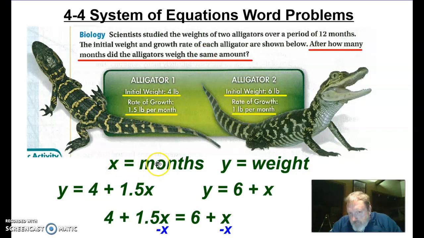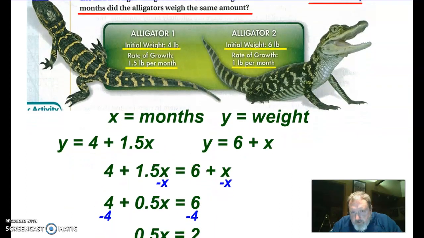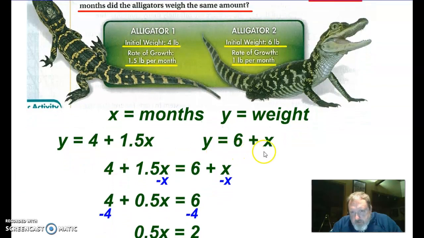So if we let X be our months and Y be the weights, here's our equations for our two alligators. So alligator 1, 4 pounds plus 1.5 pounds per month. Alligator 2, 6 pounds plus 1 pound per month. Since both of them equal Y, we can set them equal to each other. So basically we're using substitution here. So I put 4 plus 1.5x in right there for Y.